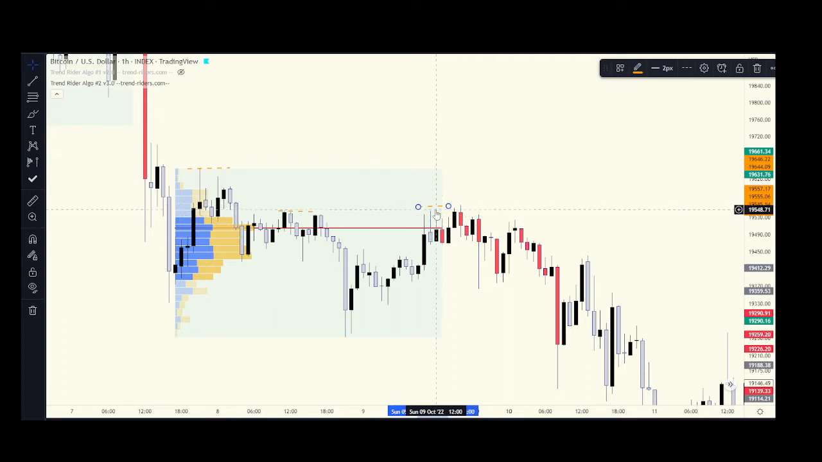If you want to be a little bit more careful, you probably would have placed a stop loss around here, but in this case there would have been too much risk because the stop loss is too far away.